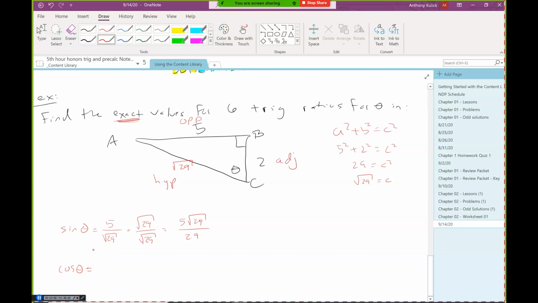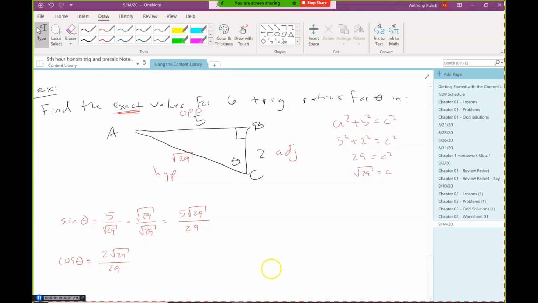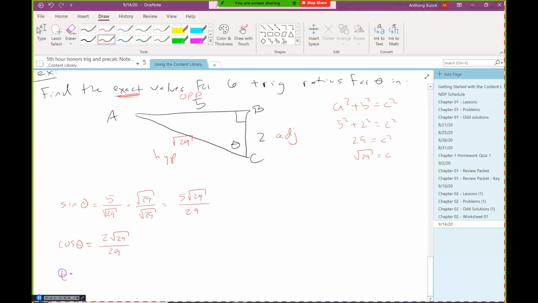For cosine theta, what would I say that is? Two over the square root of 29, but I would need to rationalize the denominator there again. So I'd end up with 2 root 29 over 29. Okay. And then what about tangent? Five over 2.